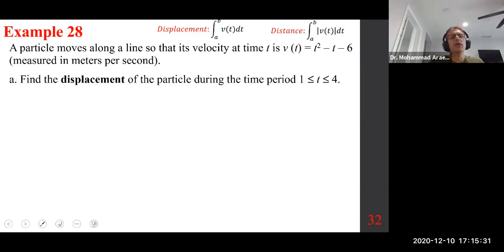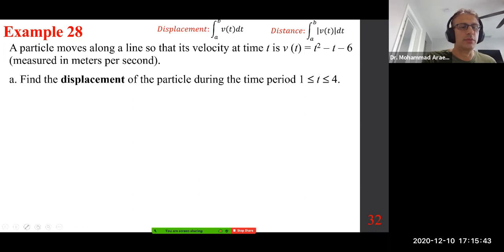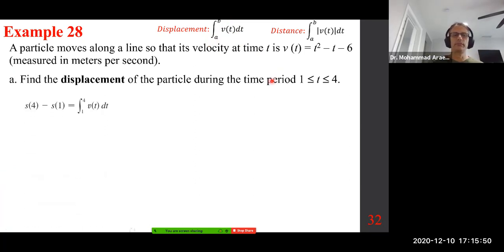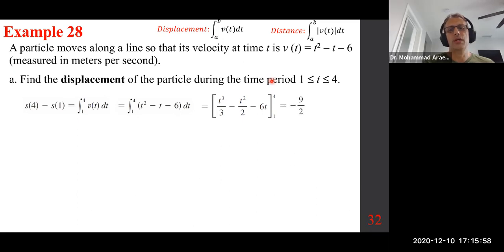All right, a particle moves along a line so that its velocity is given. Okay, we want to find the displacement. We have something called a displacement, which is basically the definite integral from a to b. So the integral from a to b of v of t dt is done. Everybody knows how to calculate that. You plug in and you come up with the answer. I'm assuming everybody has an easy time with that.